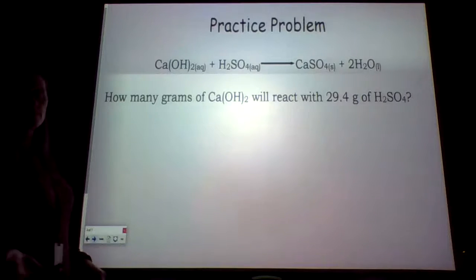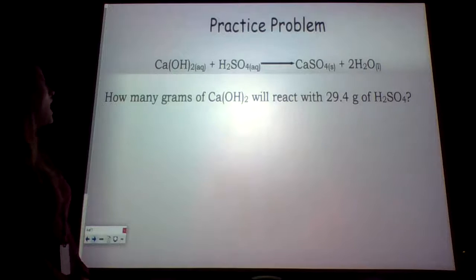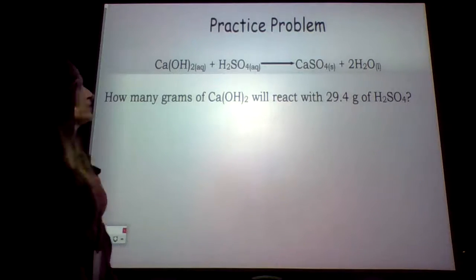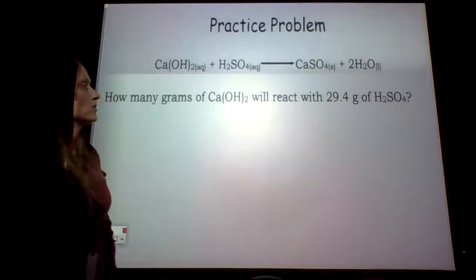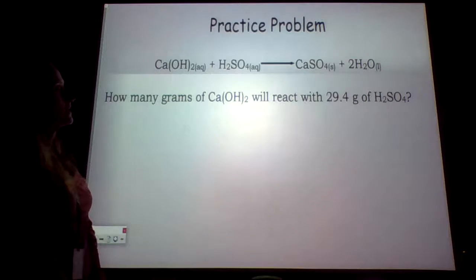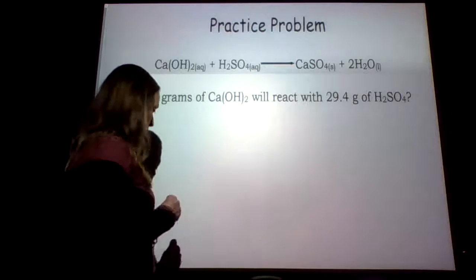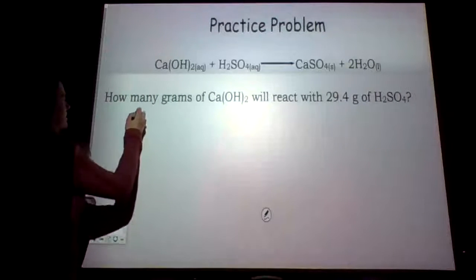So let's look at our first practice problem. Again, I've given you your balanced equation. We have calcium hydroxide plus sulfuric acid making calcium sulfate and water. And we want to know how many grams of calcium hydroxide will react if we have 29.4 grams of the sulfuric acid or H2SO4. So let's list our given and our find.